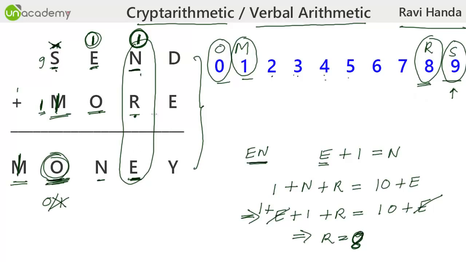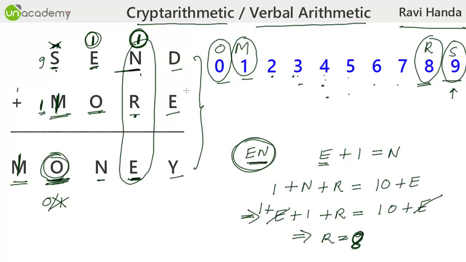So what else is left? I'm left with d, e, y and obviously n. As I said earlier, I like to repeat, e and n will come together as a pair, as a set. Could be 2, 3, could be 3, 4, could be 4, 5, could be 6, 7. So the possibilities for e and n have also reduced.